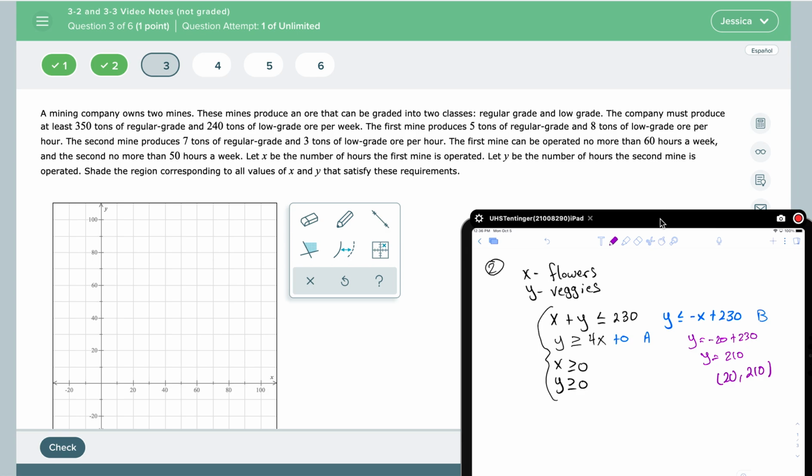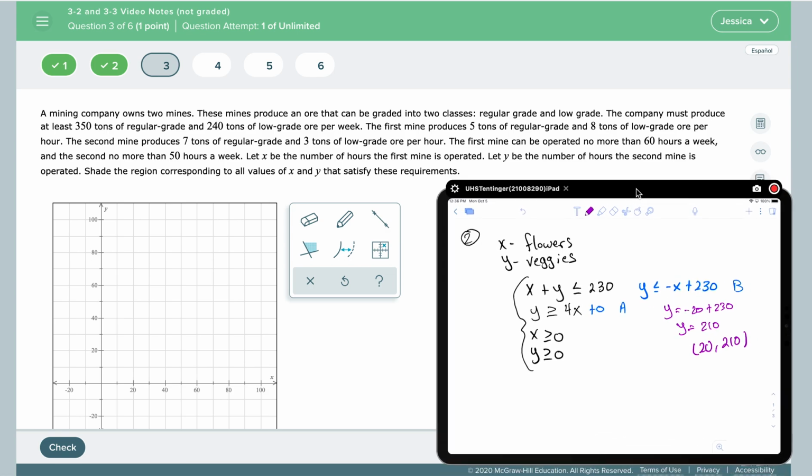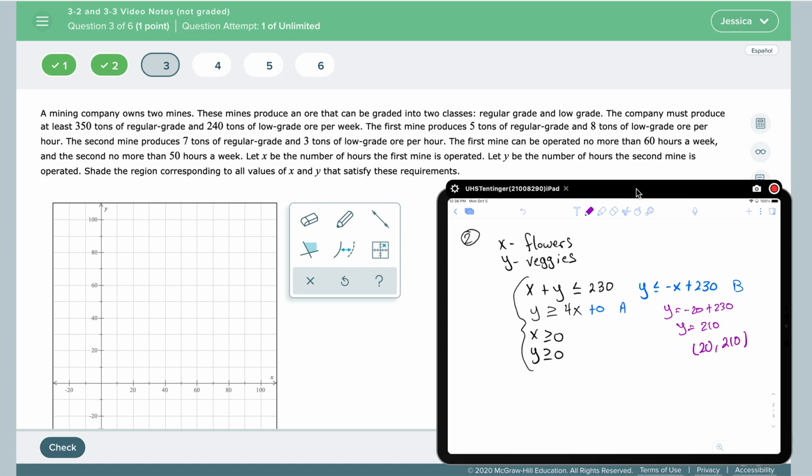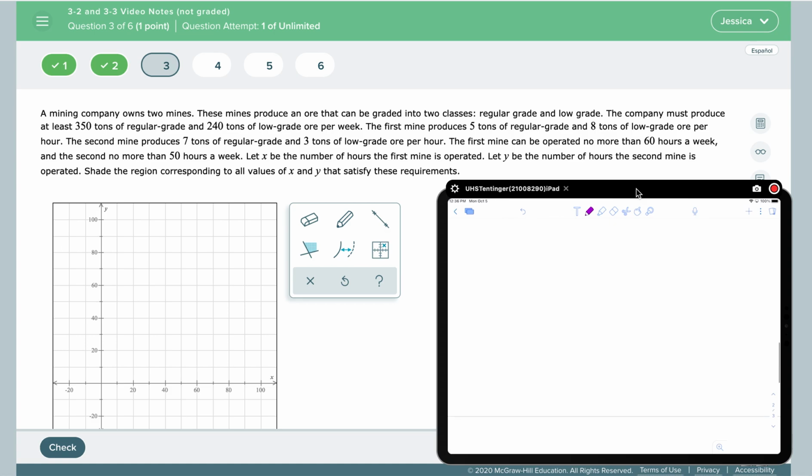All right, so go ahead, pause the video, read through the problem, and then start setting up your inequalities. All right, so this is telling us that x represents the number of hours of the first mine, and then y is going to represent the number of hours the second mine is operated.